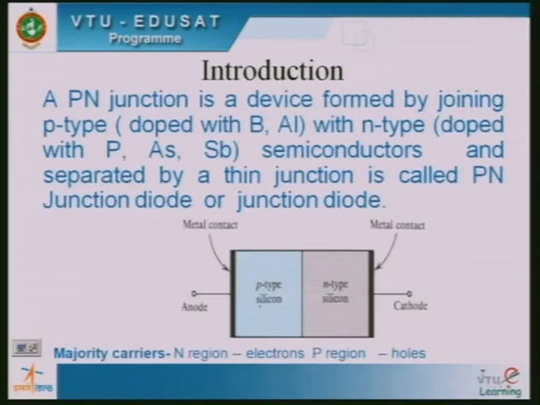A PN junction diode is a device formed by joining P-type with N-type semiconductors, separated by a thin junction. Here we have P-type silicon, and on the right side N-type silicon. The terminal connected to the P-type is called the anode, and the terminal connected to the N-type silicon is called the cathode. The majority carriers in P-type silicon are electrons, whereas the majority charge carriers in N-type silicon are holes.